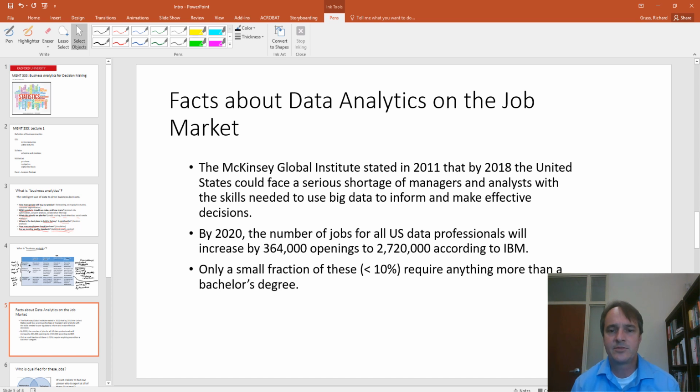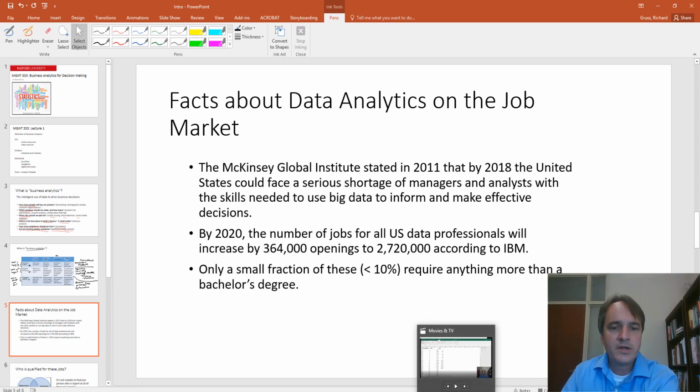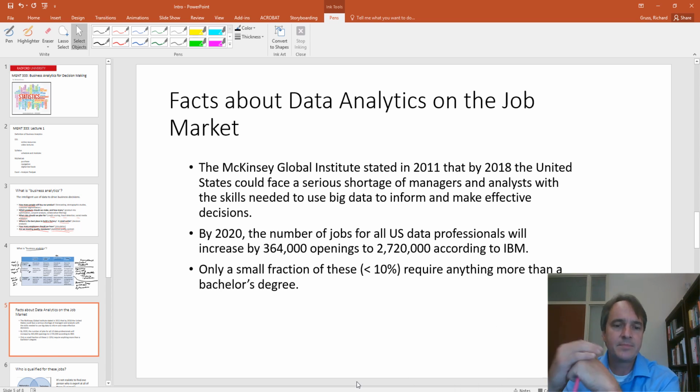So it's been predicted that there's going to be a serious shortage of managers and analysts with the skills needed to make effective decisions. And here, this prediction: by 2020, the number of jobs for all U.S. data professionals will increase by 364,000 openings to 2.7 million, according to IBM. And only a small fraction of these actually require anything more than a bachelor's degree. So these are not big hardcore data science jobs that require a PhD or something like this.